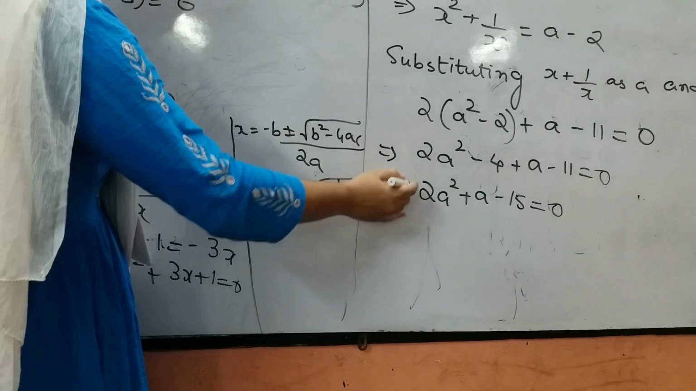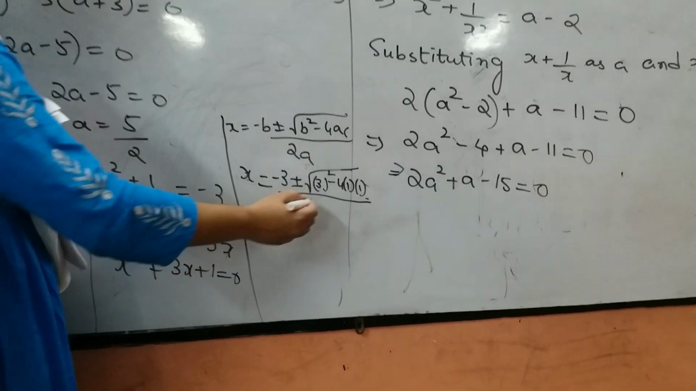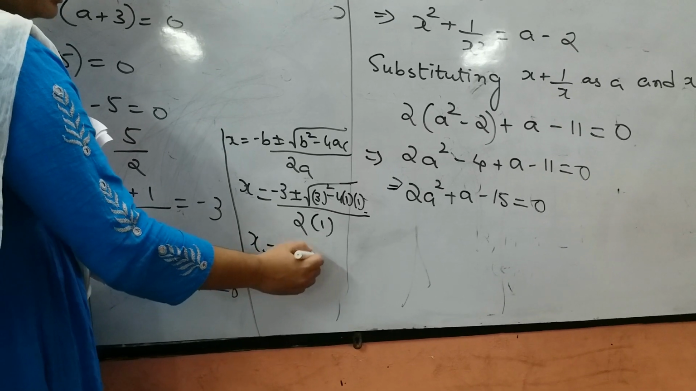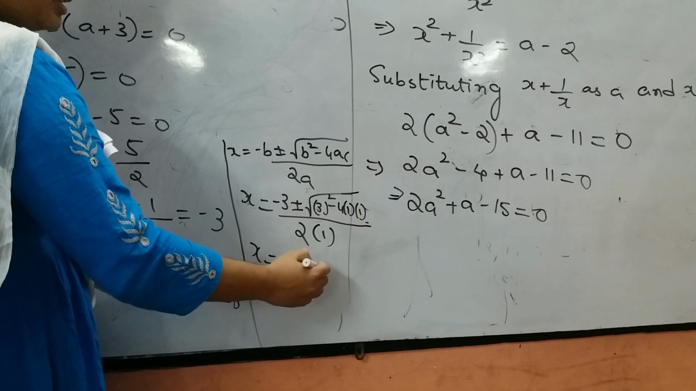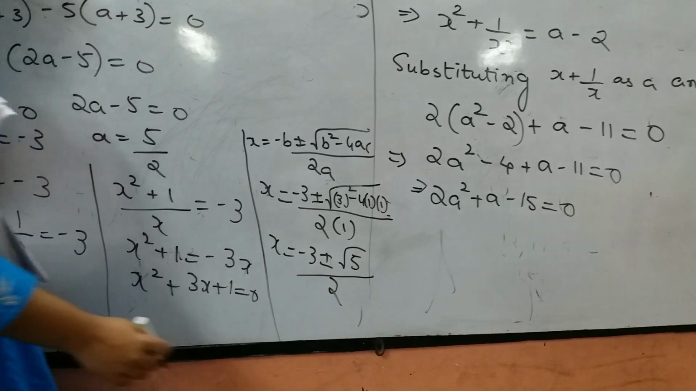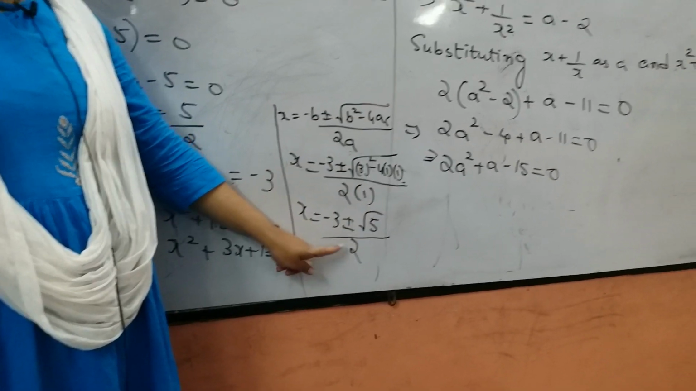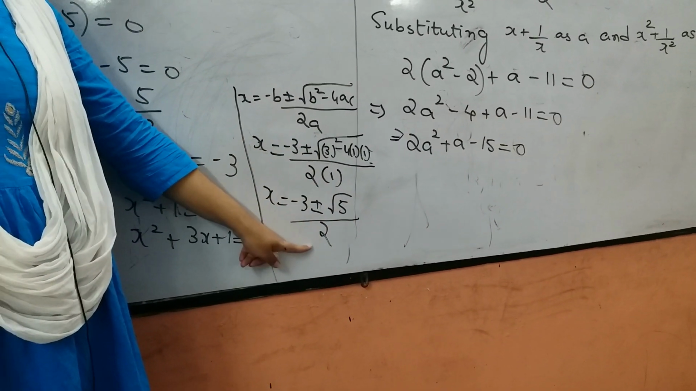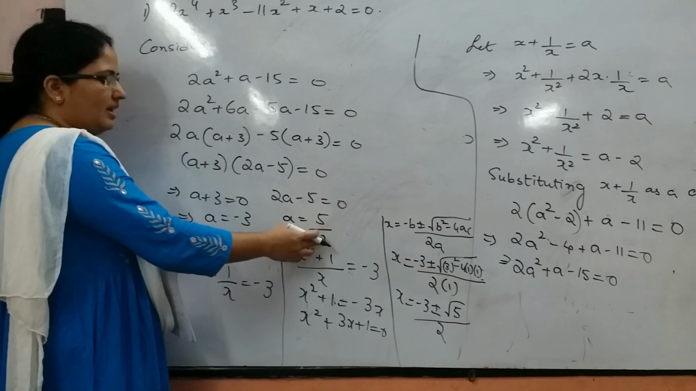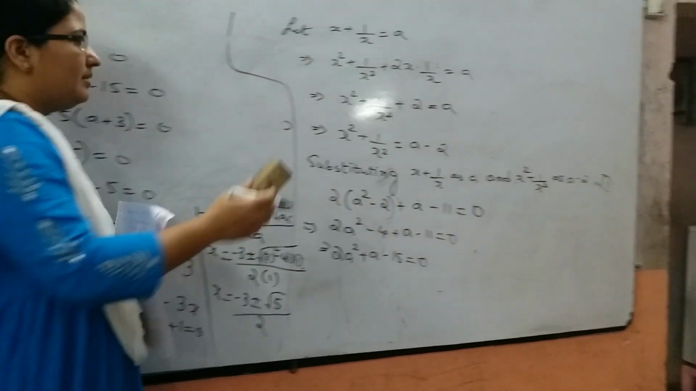by 2a. 2a is 2 into 1. So what do you have here? X is equal to minus 3 plus or minus 3 square 9, 9 minus 4 is 5. Minus 3 plus or minus root 5 by 2. So here you have two values. One is minus 3 plus root 5 by 2, other value is minus 3 minus root 5 by 2. Now let us take another value of a. What is another value of a? 5 by 2. Let us solve with 5 by 2.